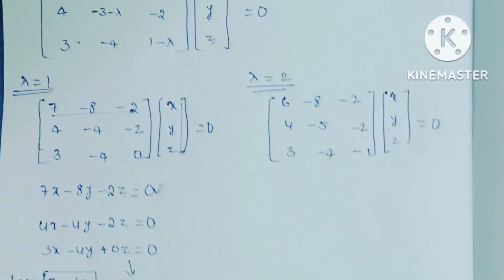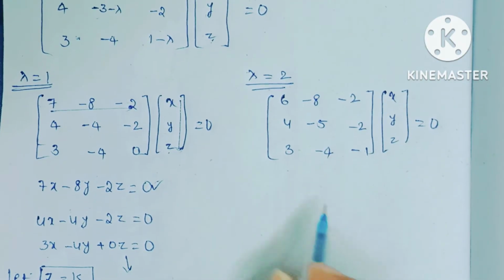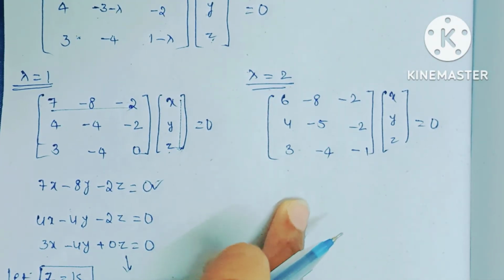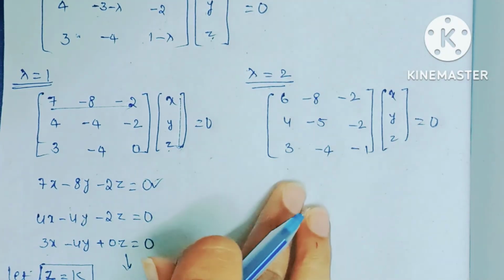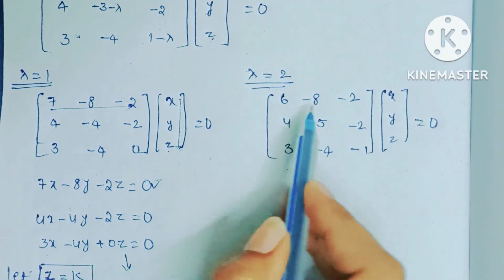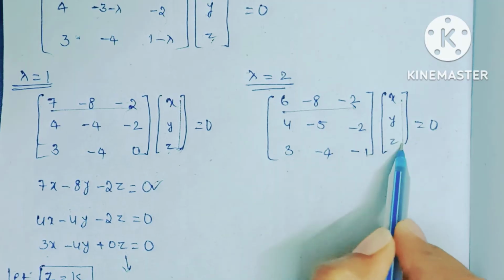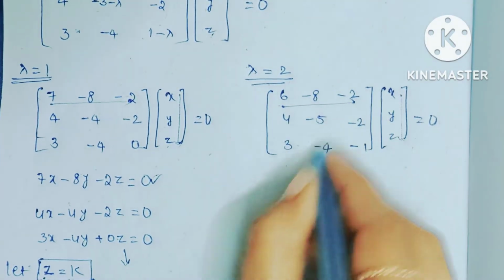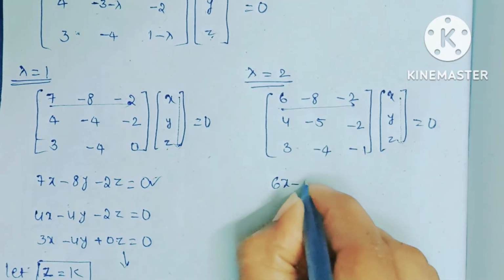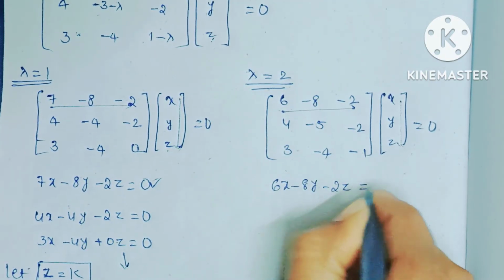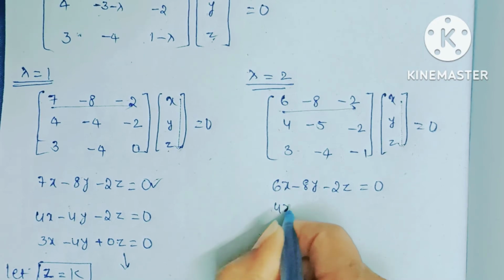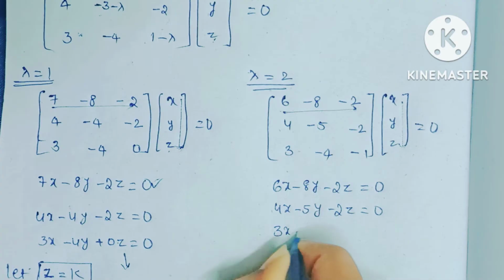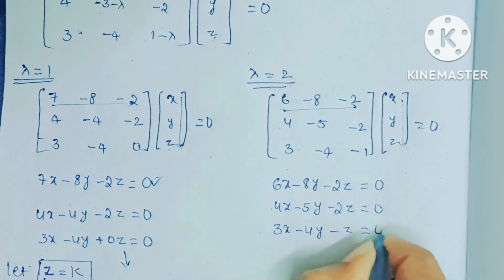I am going somewhat a little bit fast, so if you don't understand, please play the video at 0.5x speed, then you can follow it. Here I am multiplying this row and this column, so we get direct equations. I am writing 6x minus 8y minus 2z equal to 0, here 4x minus 5y minus 2z equal to 0, and here 3x minus 4y minus z equal to 0.